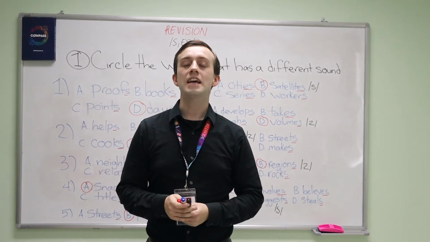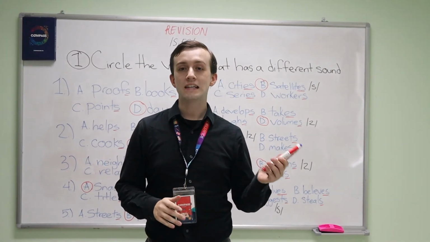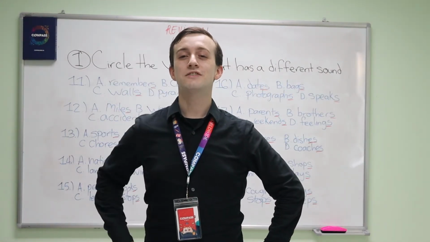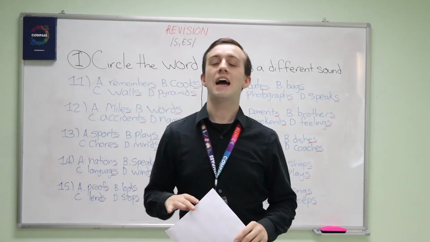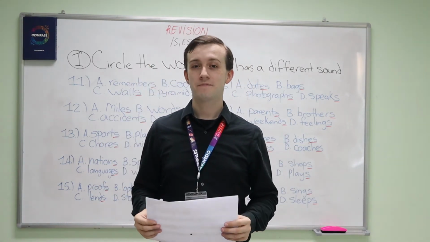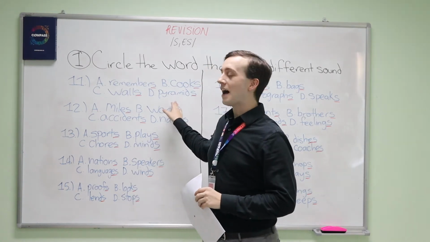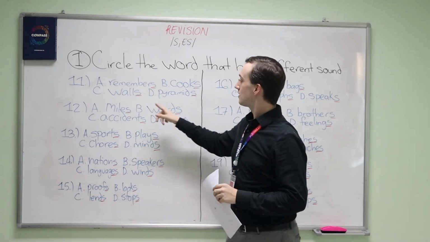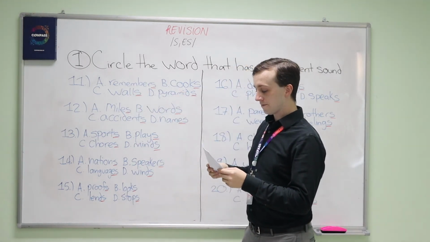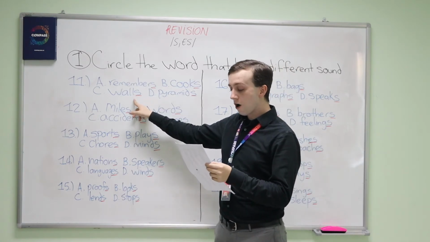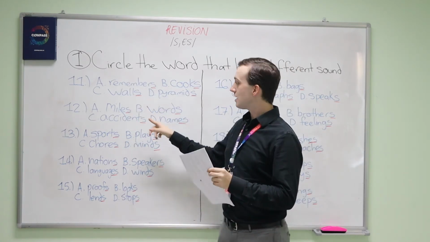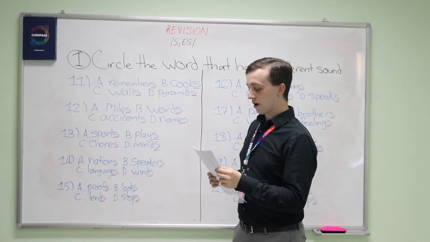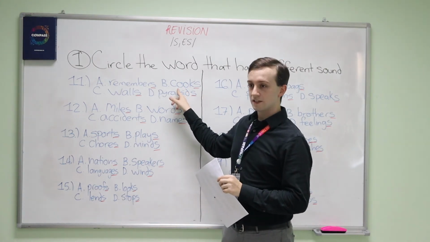Now we're going to take the answers for questions 11 to 20. All right, let's start questions 11 to 20. So, which sound has the different pronunciation? Okay, let's look at question 11. The 4 words are A, remembers, B, cooks, C, walls, and D, pyramids. So in number 11, the different one is B, cooks.